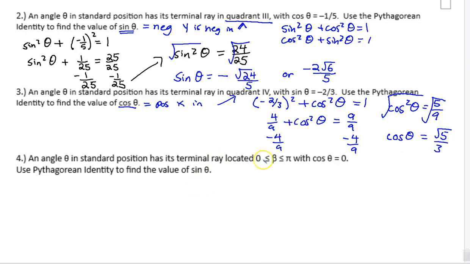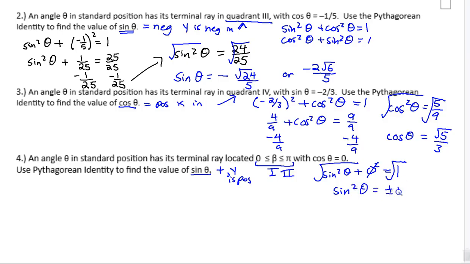All right, so now we are told 0 to pi, which could be quadrant 1 or quadrant 2. And we are looking for the value of sine. Now, the good news is sine is positive in both of those quadrants because y is positive. So sine squared theta plus cosine squared theta equals 1. This just drops out. If I were to take the square root of this, I would get sine theta equals plus or minus 1, but I really only want the positive 1. I don't want the negative 1 because we are in quadrants 1 and 2.